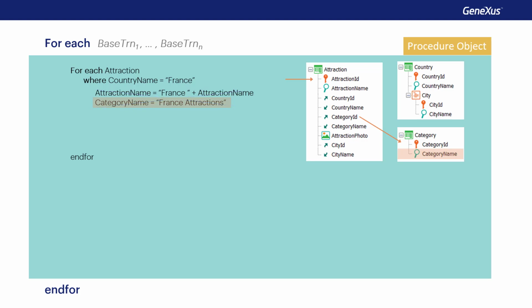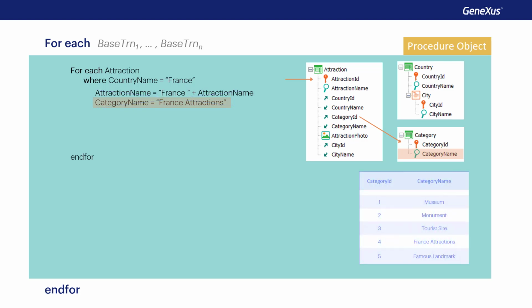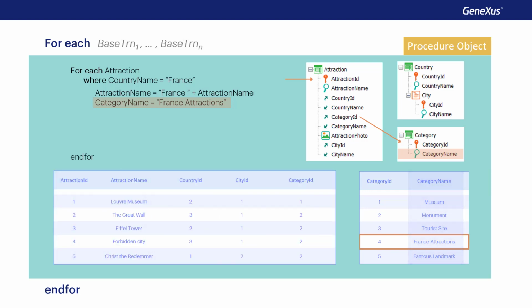Let's imagine for this case that in the category table there already exists a record with category name France Attractions, and that there's a unique index by category name. So, for attraction 1, which is from France, when trying to update the value of its category name, which is museum, to France Attractions, since a uniqueness control will be made, the check will fail due to a duplicated key. There's already a record with the value 4.